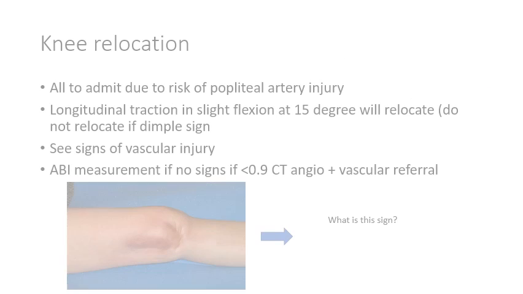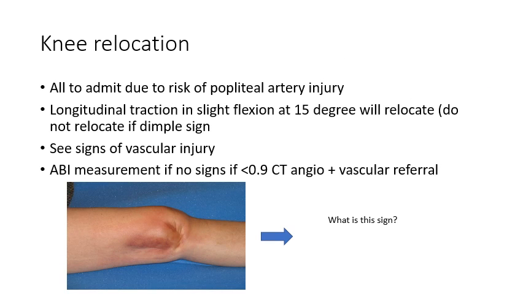Okay. Knee dislocation. Knee dislocation is very important because all knee dislocations are admitted whether or not there is neurovascular compromise, because the major things which can get damaged in a posterior knee dislocation are, first, your popliteal artery, second, your popliteal vein, or your common peroneal nerve. Okay, but most important is your popliteal artery. All should be admitted due to risk of popliteal artery injury.